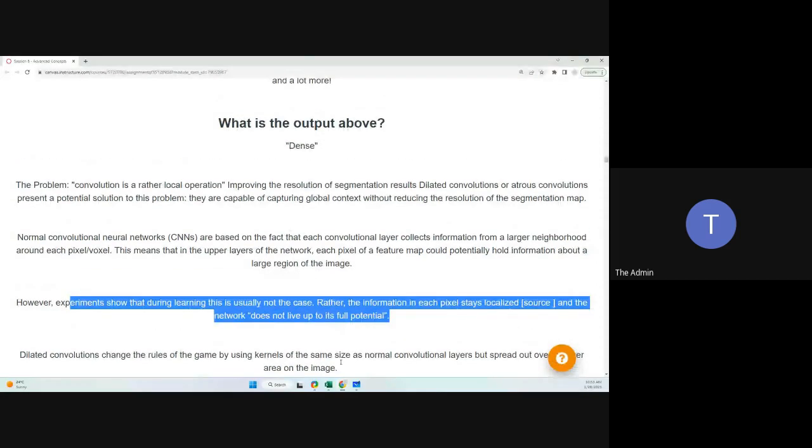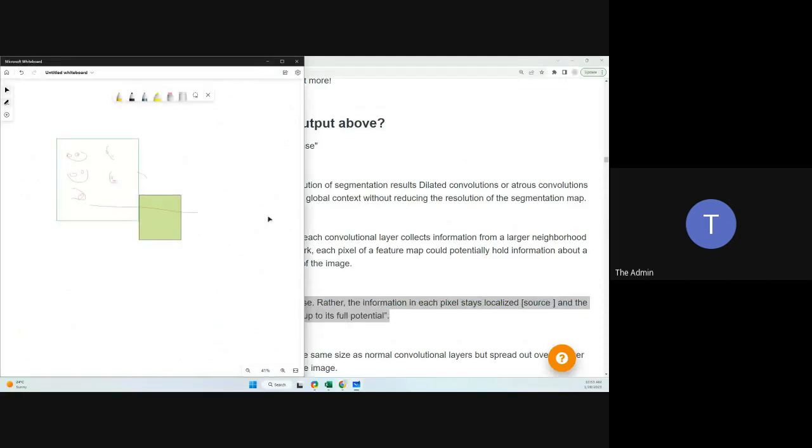So what we observe is that even though, one second.